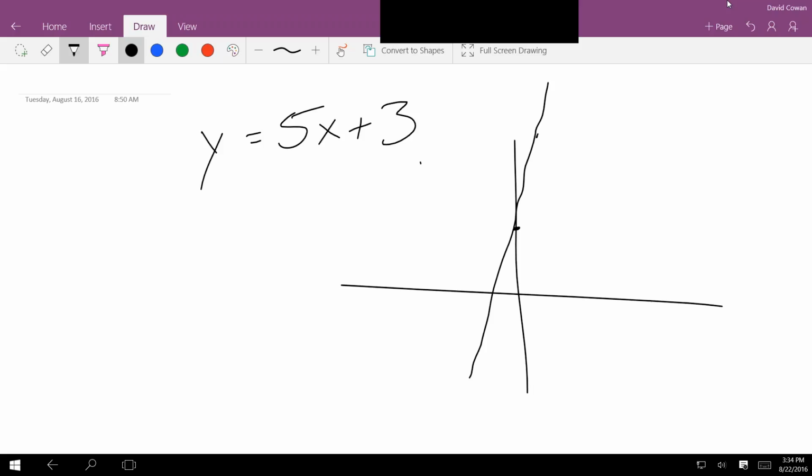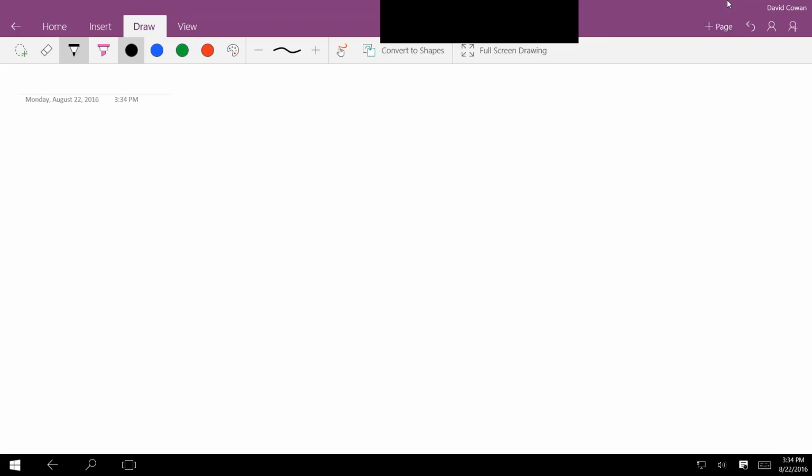Now, if you ever get stuck, in other words, let's say I said to you, how do you graph that? Well, one method that's always certain to work is what they call a t-table. Let's just talk about that for a moment.